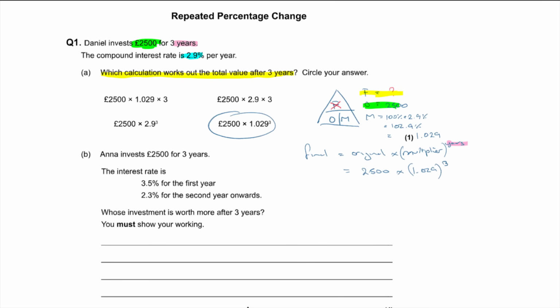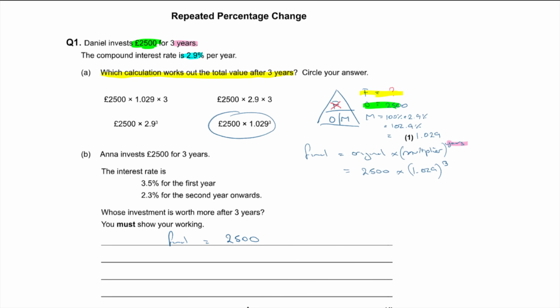Now part B says Anna invests £2,500 for 3 years. The interest rate is 3.5% for the first year and 2.3% for the second year onwards. Whose investment is worth more after 3 years? Okay, well, her amount is also going to be the original amount, which is 2,500.